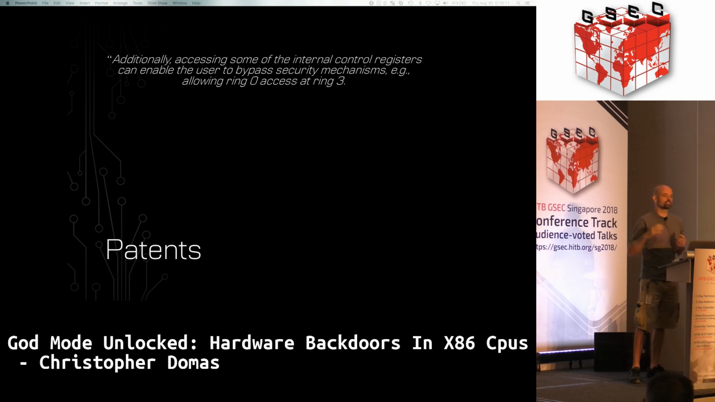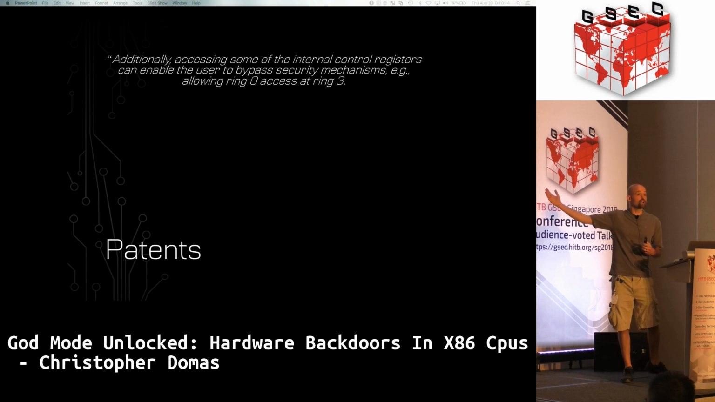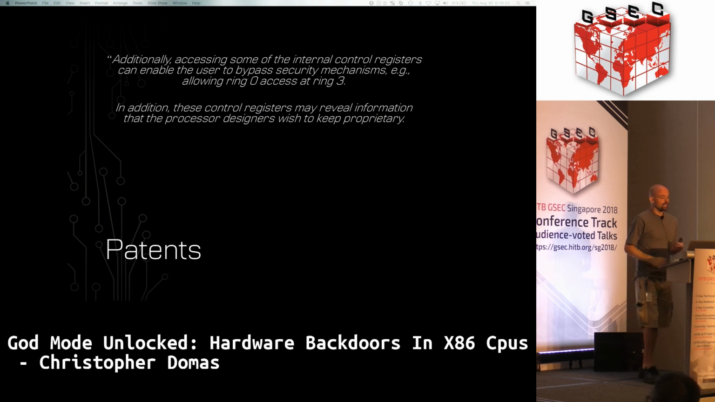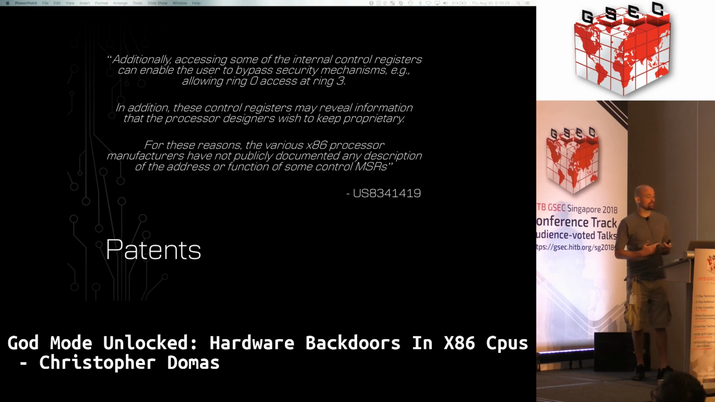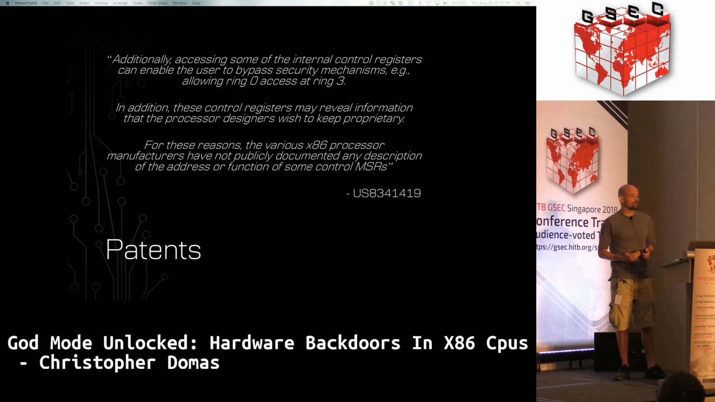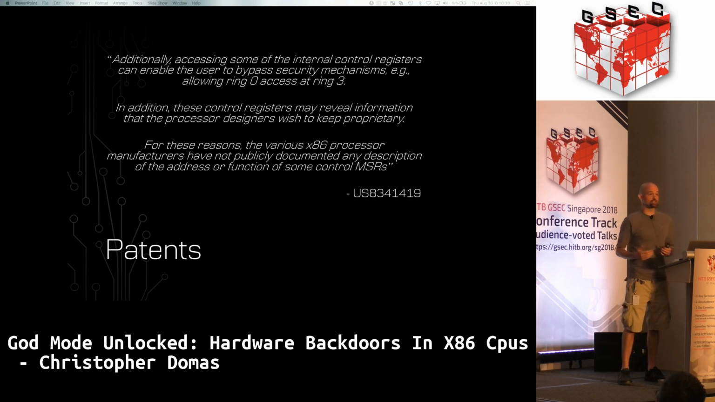If you're telling me that there's some way to just allow the most unprivileged code to get the same permissions as the most privileged code in ring 0. They go on to say that in addition, these control registers may reveal information that the processor designers wish to keep proprietary. And for these reasons, the various x86 processor manufacturers have not publicly documented any description of the address or function of some of these control registers. So I thought this would be a really interesting thing to dive into. They're basically hinting at this idea in the patent that there's some way to circumvent 30 years of privilege model in x86 through some undocumented control registers.